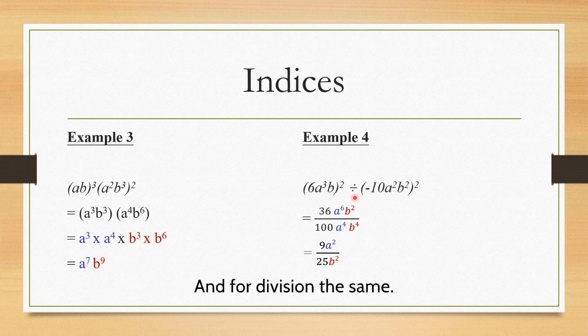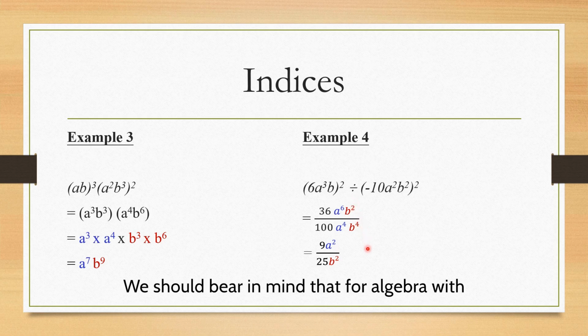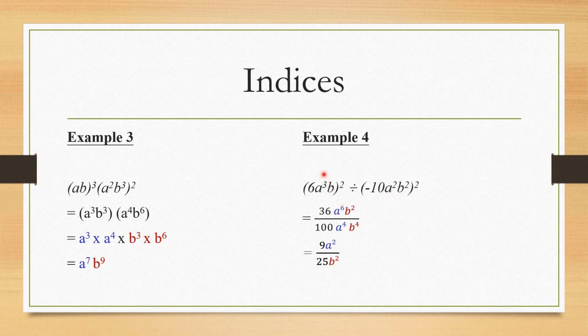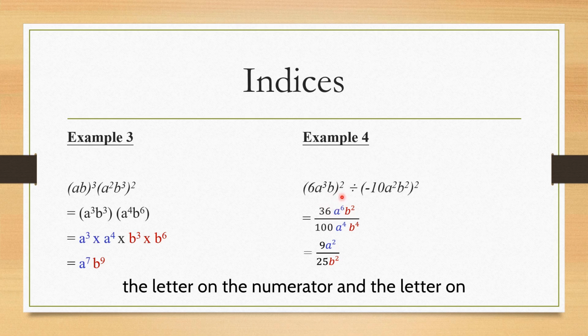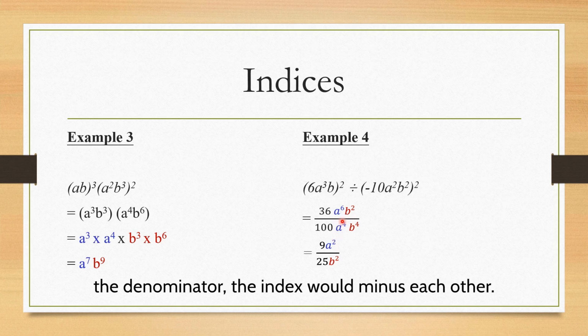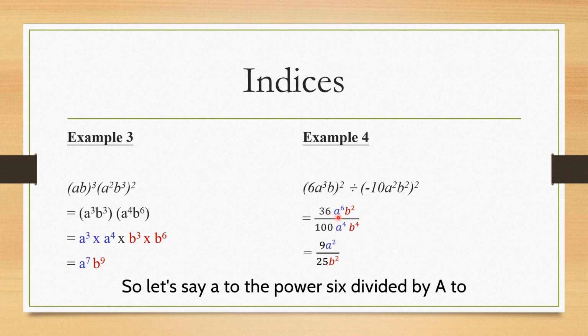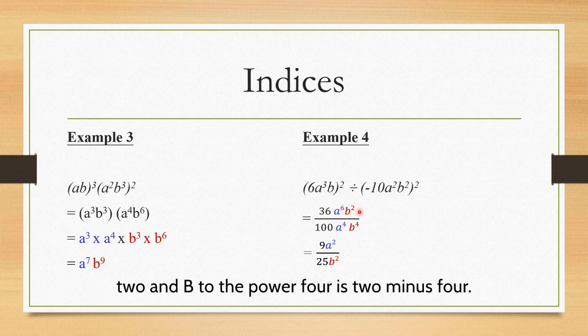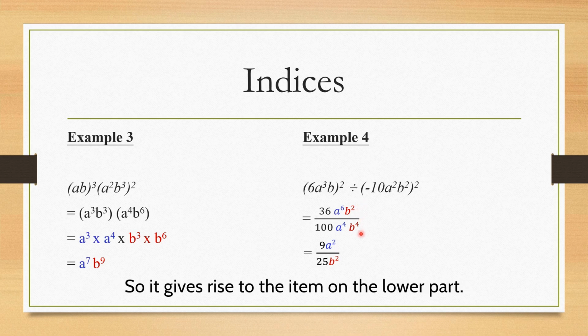And for division, the same. We should bear in mind that for algebra with the same letter, when we divide them, the letter on the numerator and the letter on the denominator, the index would minus each other. So let's say a to the power 6 divided by a to the power 4 is 6 minus 4, and b to the power 2 and b to the power 4 is 2 minus 4. So it gives rise to the item on the lower part.